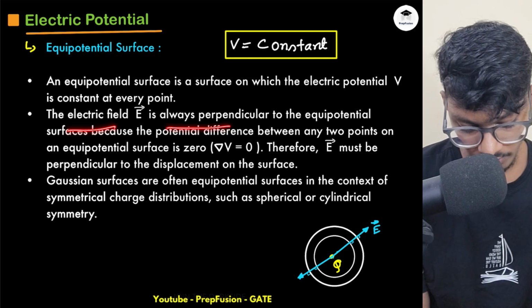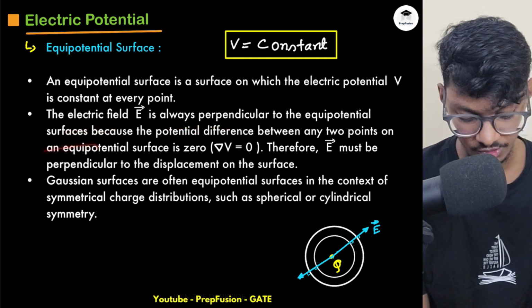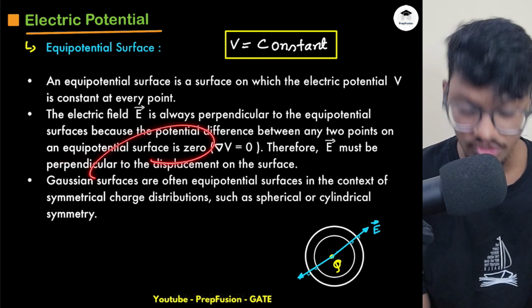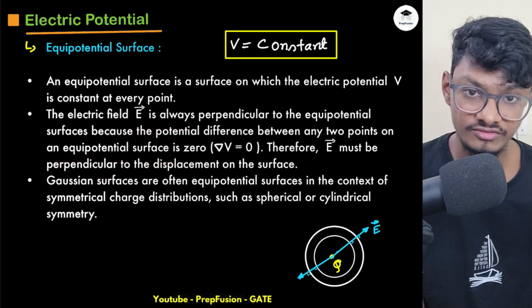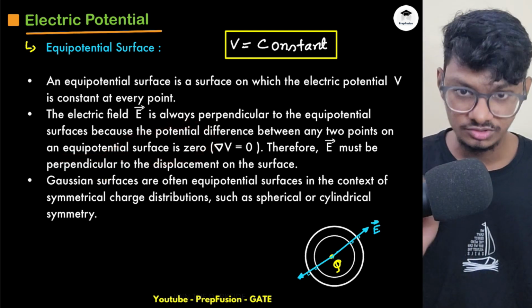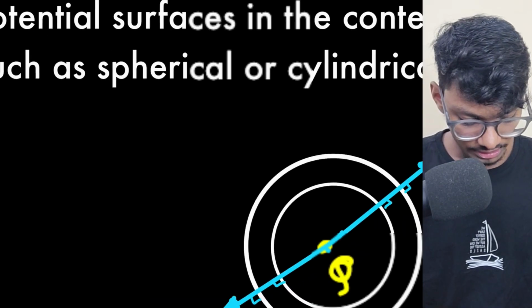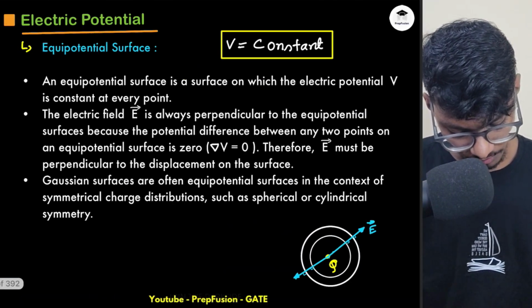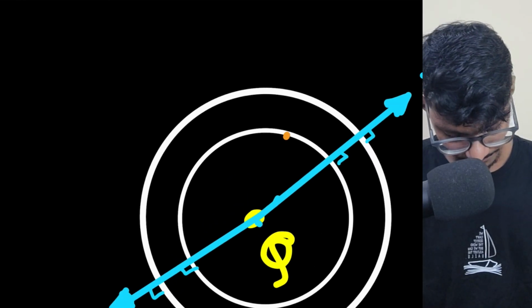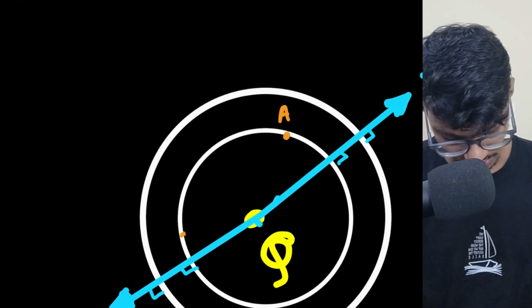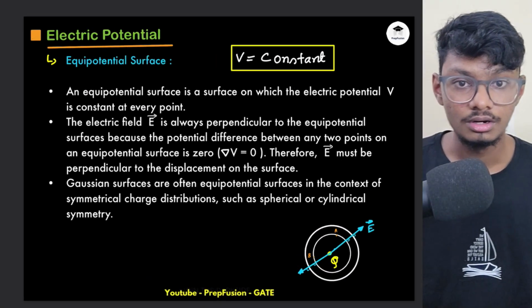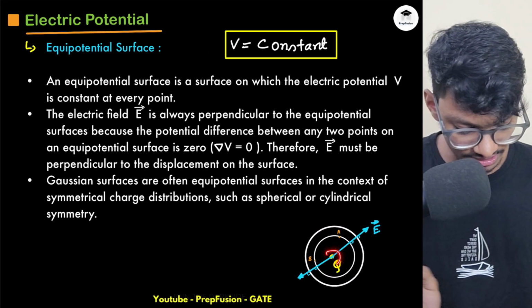The electric field is always perpendicular to the equipotential surfaces, because the potential difference between any two points on an equipotential surface is 0. Now, if the potential difference is 0, that means what? If I move a particle here, let's say this point is A and this point is B, and I just move a particle from A to B, what will be the work done actually? So let's say I have a point charge Q.